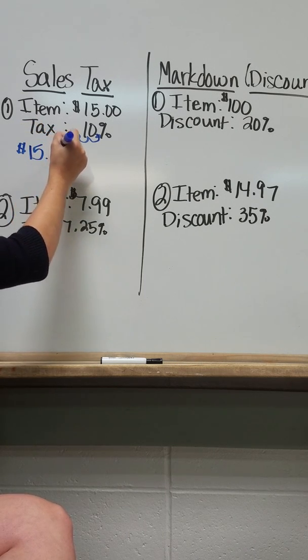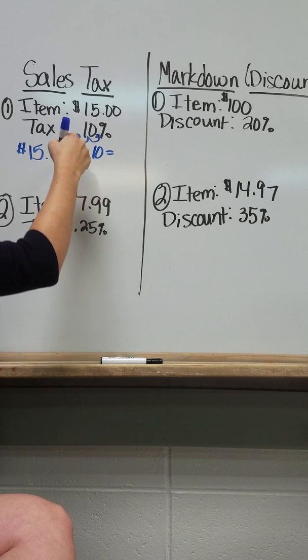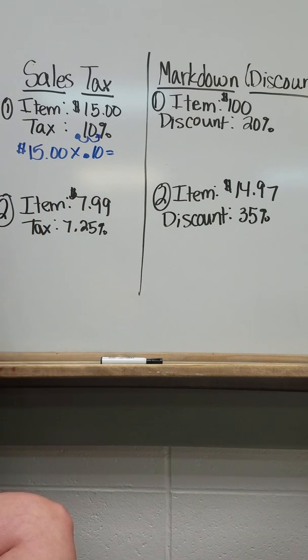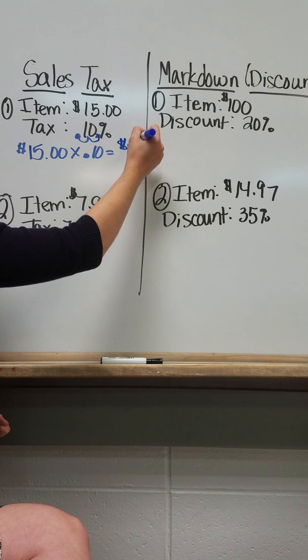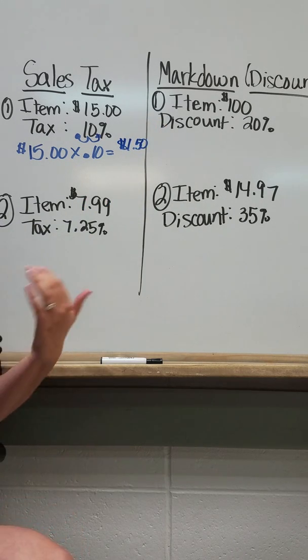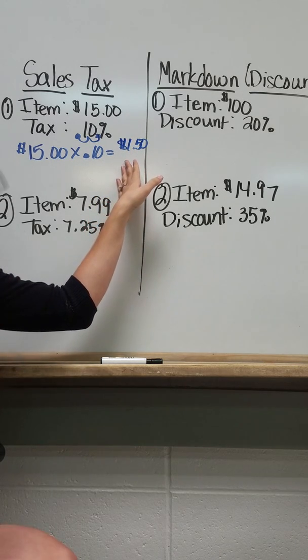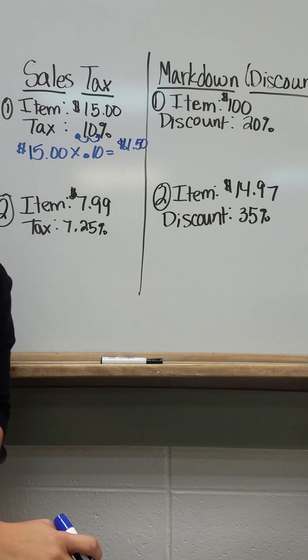$15 times my new number with my decimal moved. All right, this one's easy. I know that 15 times 0.10 is $1.50. So that's how much I'm actually going to pay in sales tax. This money is the money that's going to go to the government for me purchasing this $15 item.